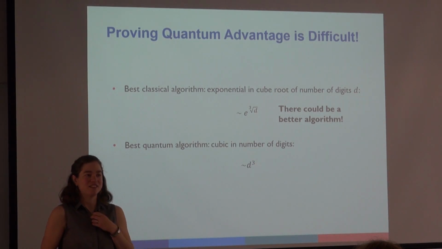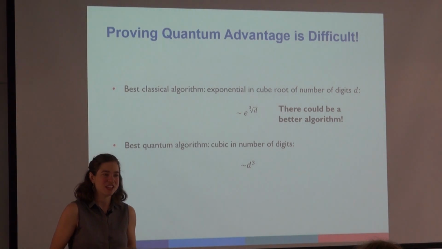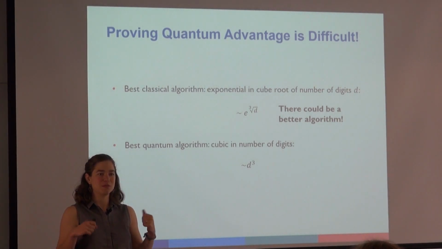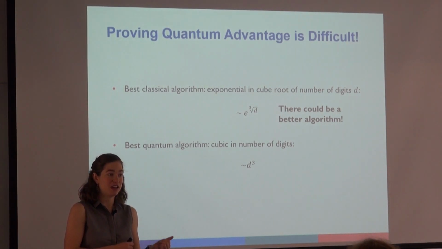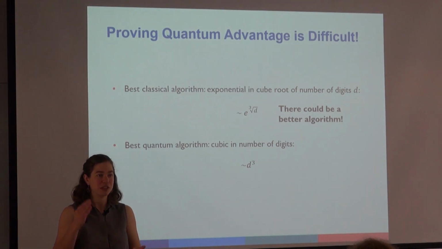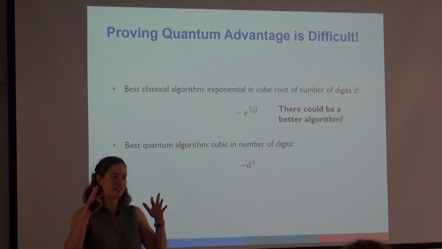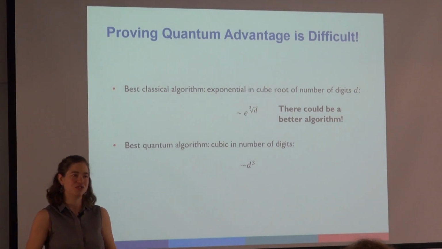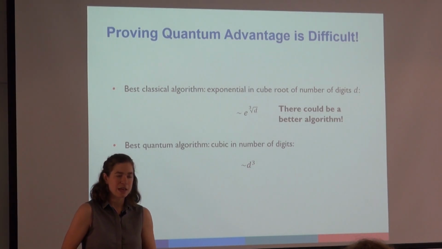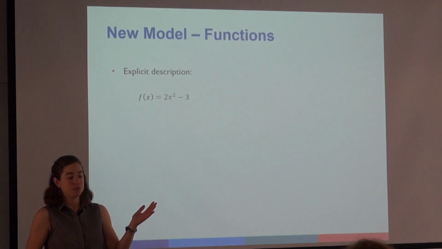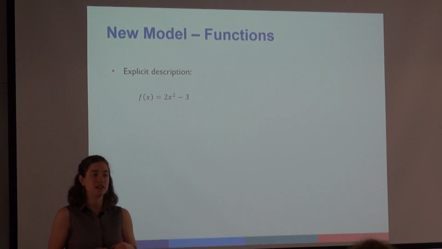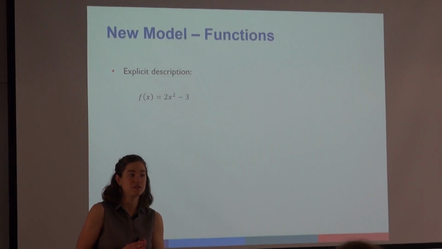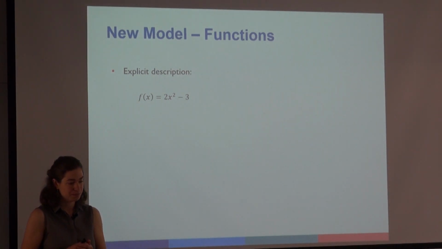But for me, what I really like to do is actually prove things. I would really love to show that there are problems where you do a lot better if you had a quantum computer than a classical computer, and really prove that once and for all, and not just have this amorphous, well, maybe there could be a better algorithm, and we just are too uncreative to figure it out. But to do that, we have to look at a new model of computing, and this model of computing involves functions.